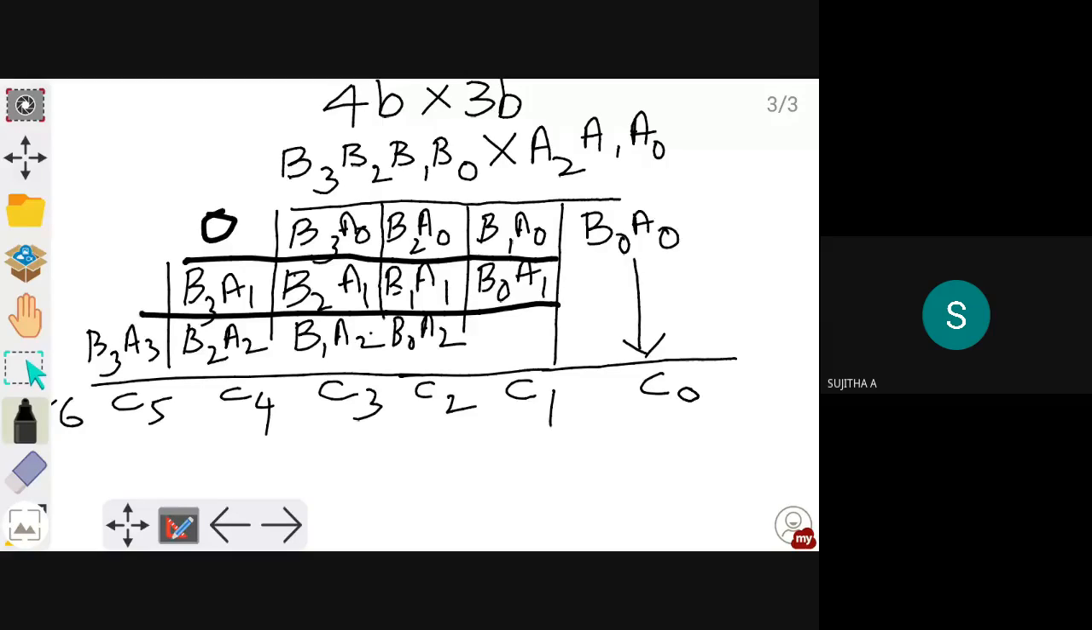So what adder can you use to add two numbers of 4 bits? Full adder, ma'am. Full adder, you should not say like that. You have to say parallel adder or 4-bit adder. Is it clear?